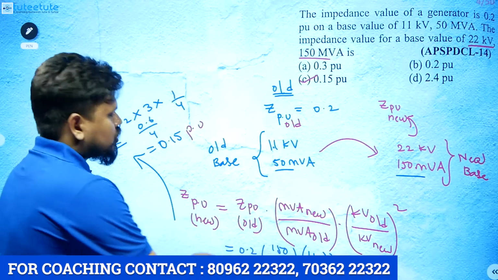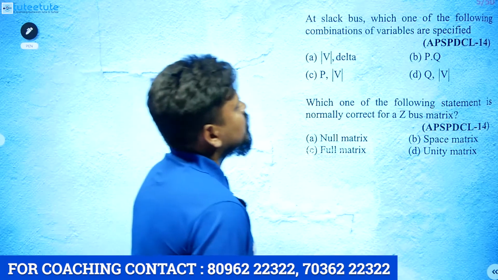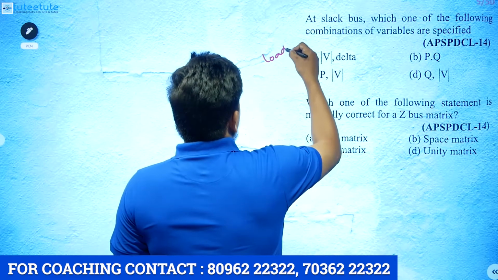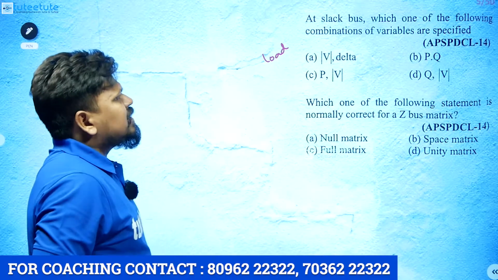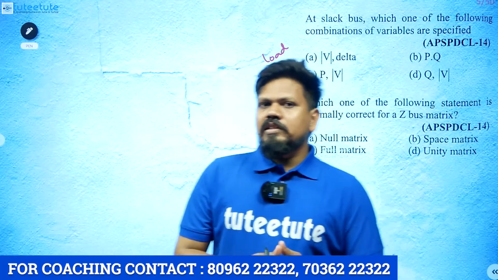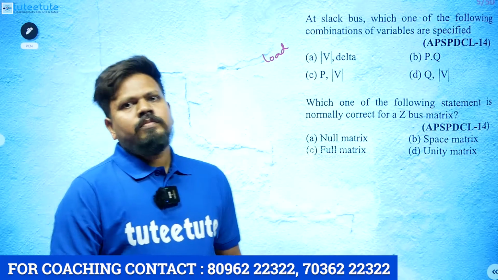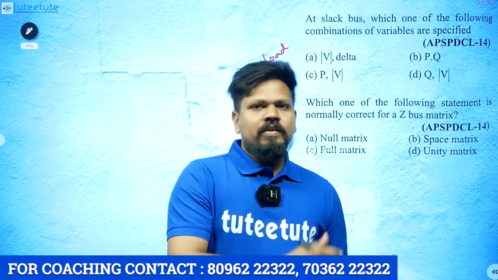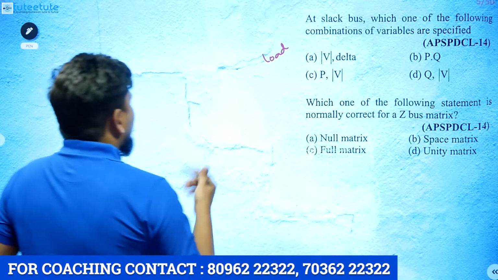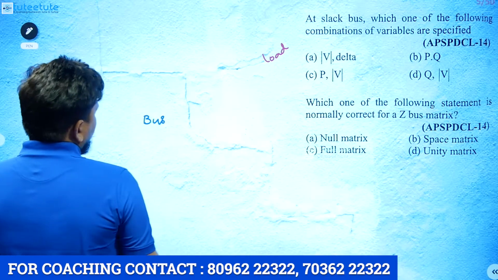Next question. At the slack bus, which one of the following combinations of variables are specified? This is a question from load flow analysis. There are different types of buses. Buses are nothing but the nodes in a power system network. We have to categorize the buses: if the bus is a load bus, what are the fixed values, and what are the variable values? Let's see the different types of buses.